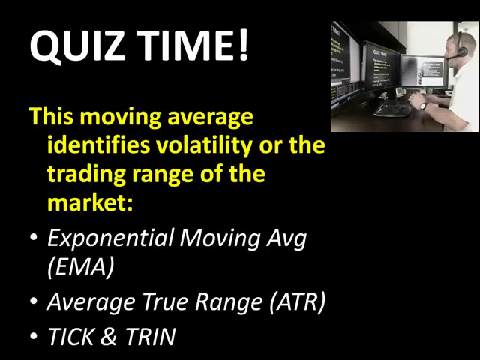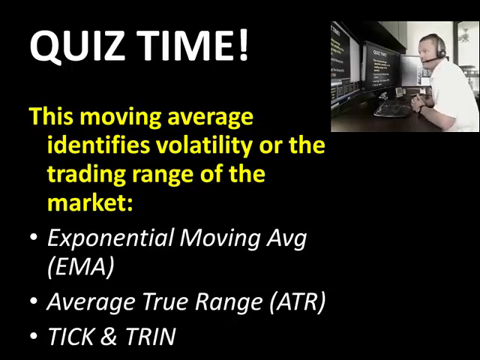Quiz time. Put your pencils and papers aside. Eyes on your own screen. This moving average identifies volatility or the trading range of the market. Is it an exponential moving average, an EMA? Is it an average true range indicator, the ATR? Or is it the tick and the trend?